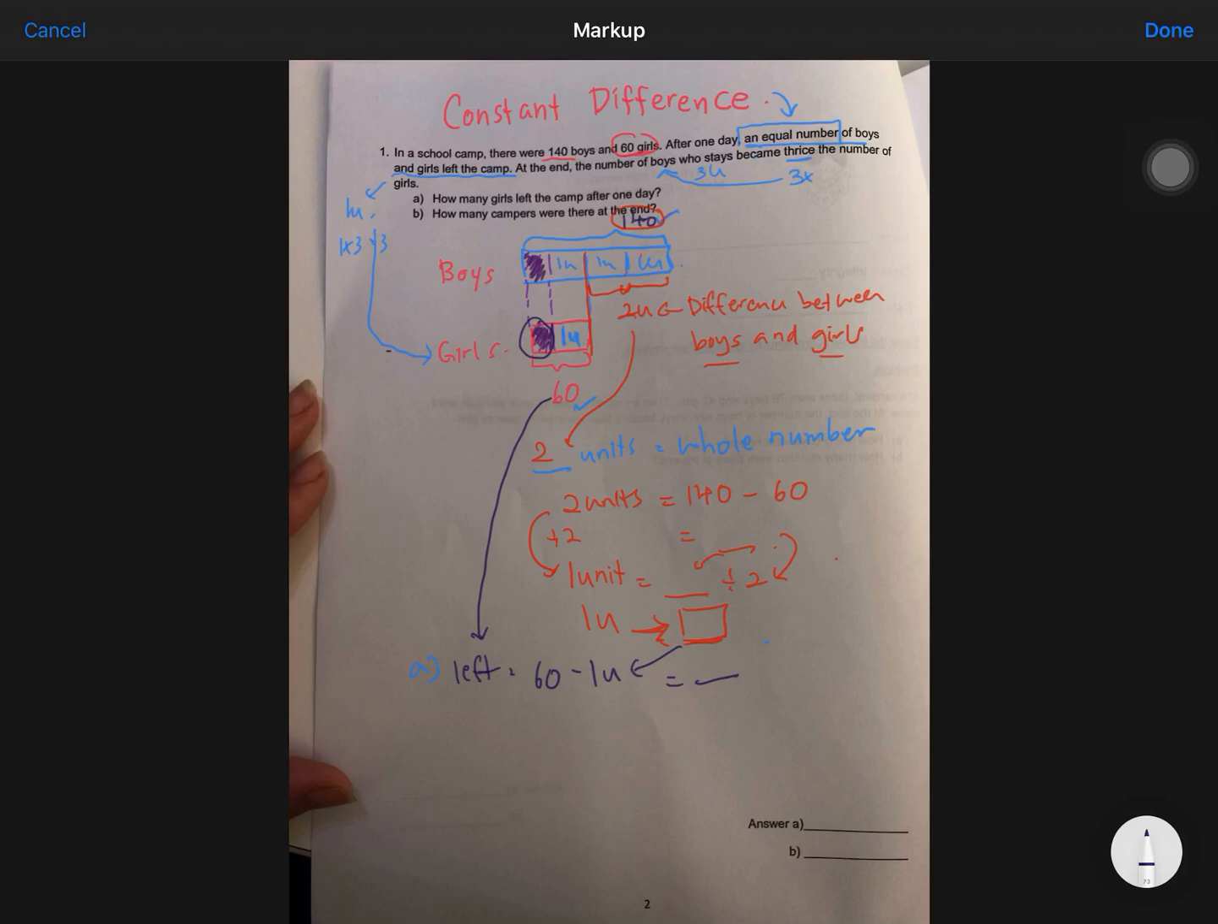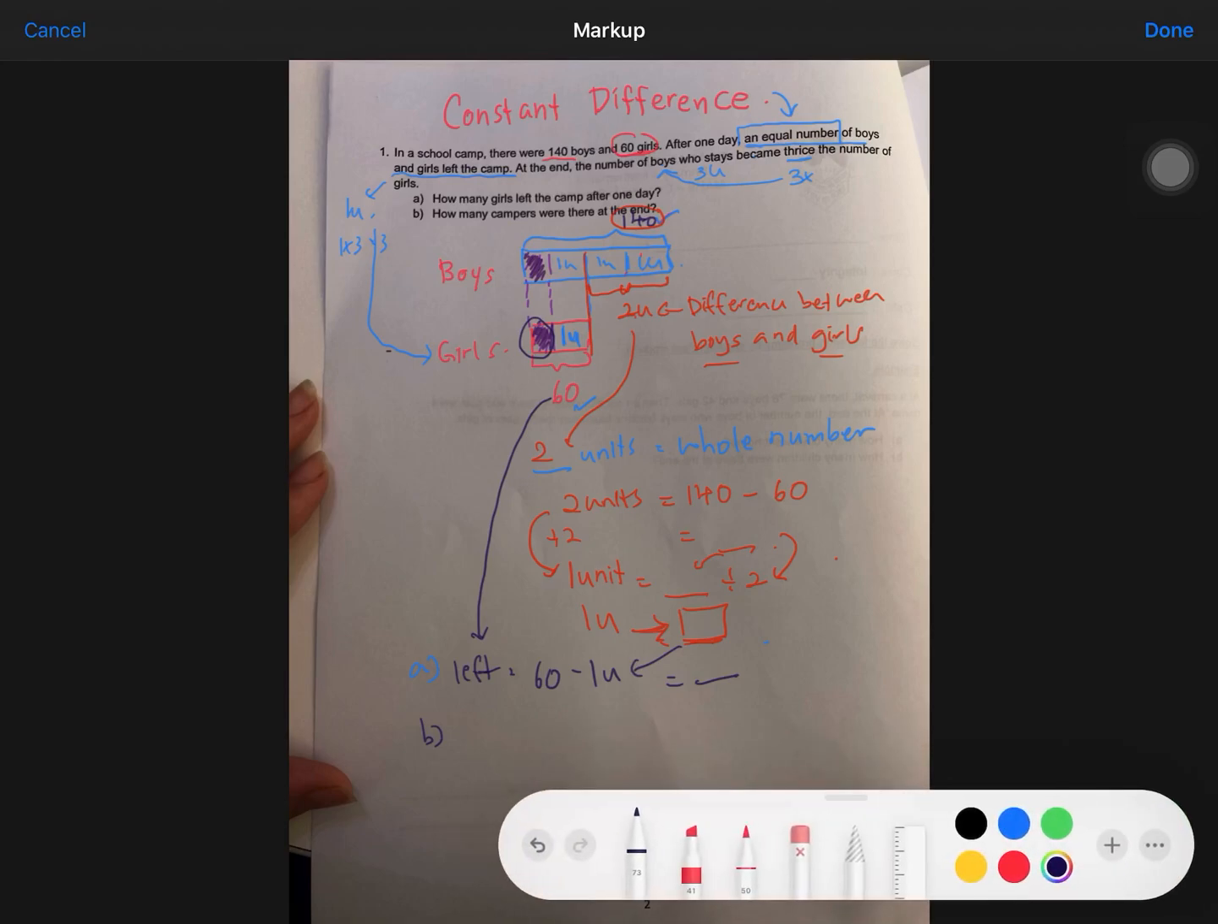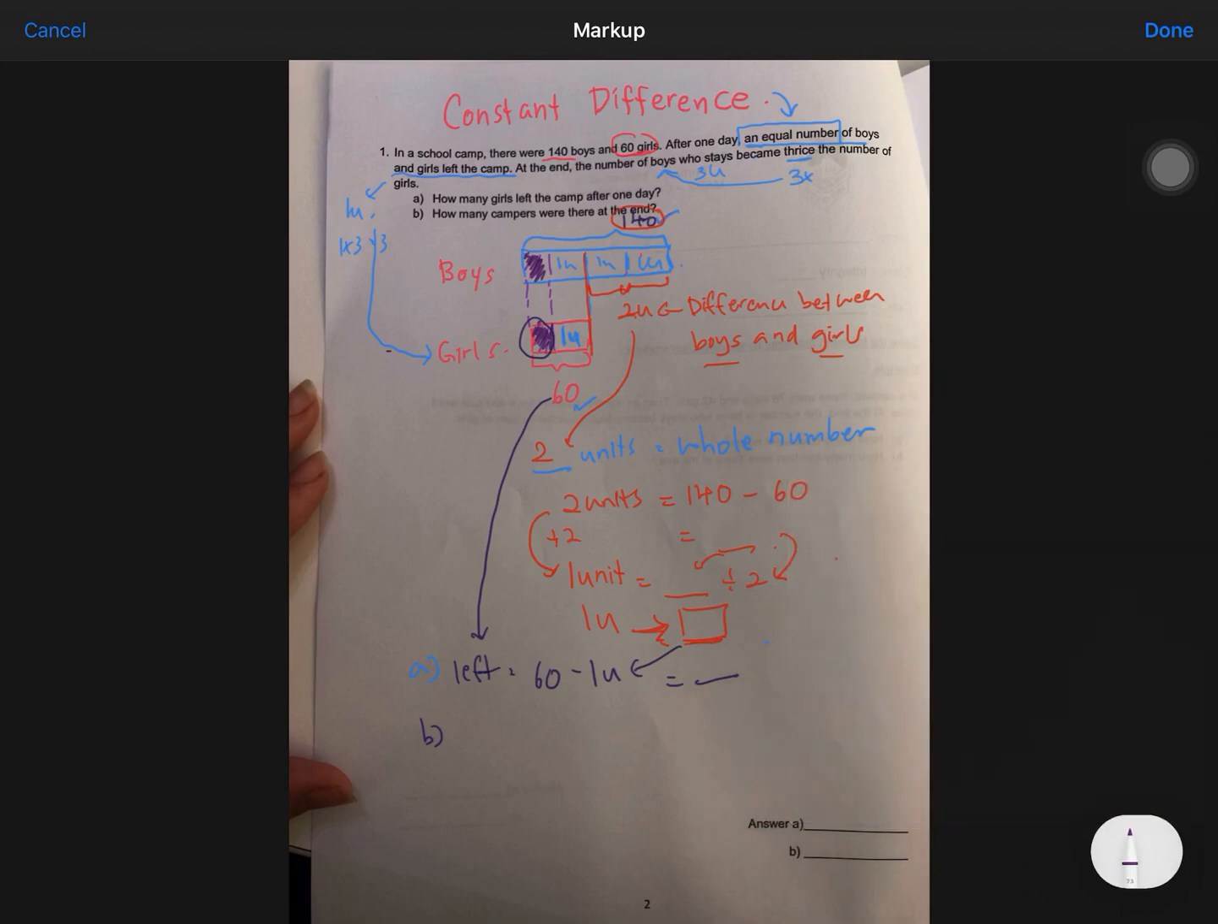Now let's look at B. How many campers were there in the end? In the end, how many units are there? This one left already, so what you have left is 1, 2, 3, and don't forget the girls, 4. So you need to find 4 units, which is 1 unit answer times 4. You get an answer. Let's see whether you get the answer correct.